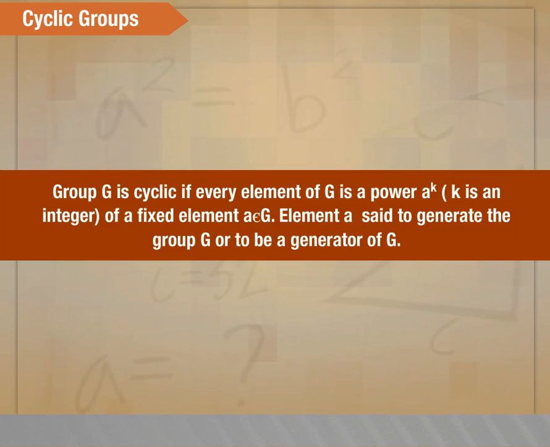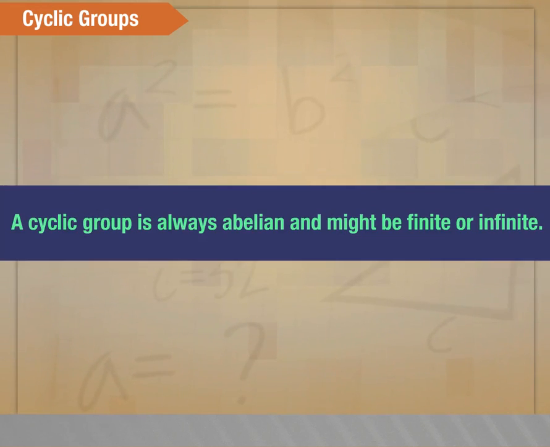A group G is cyclic if every element of G is a power a^k, where k is an integer, of a fixed element a belonging to G. Element a is said to generate the group G, or to be a generator of G. A cyclic group is always abelian and might be finite or infinite.